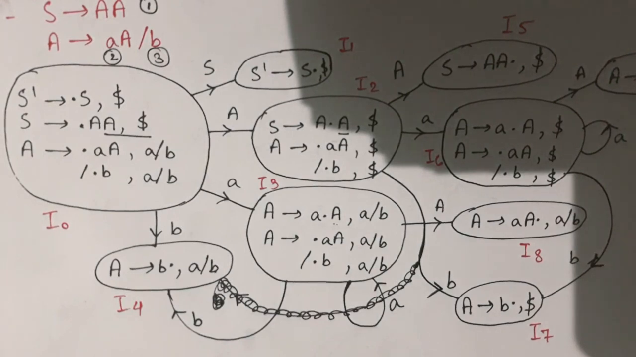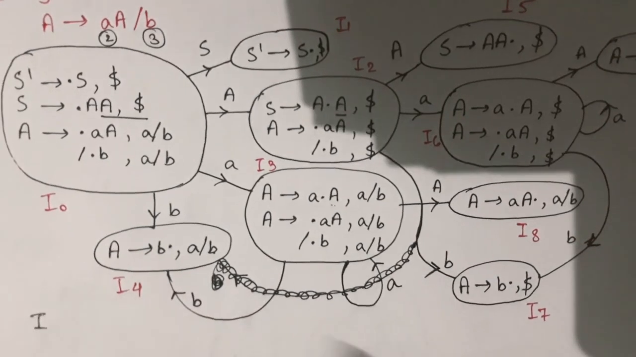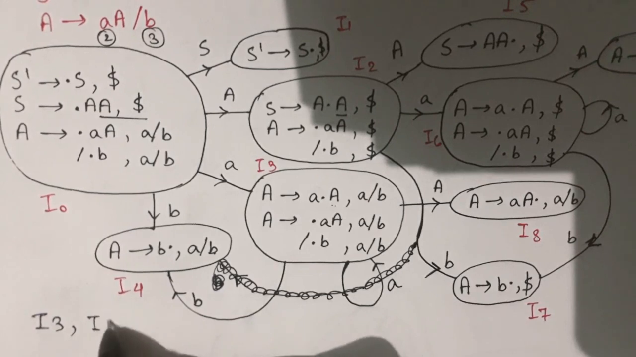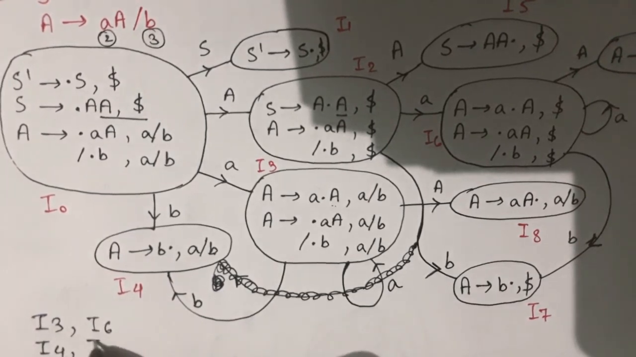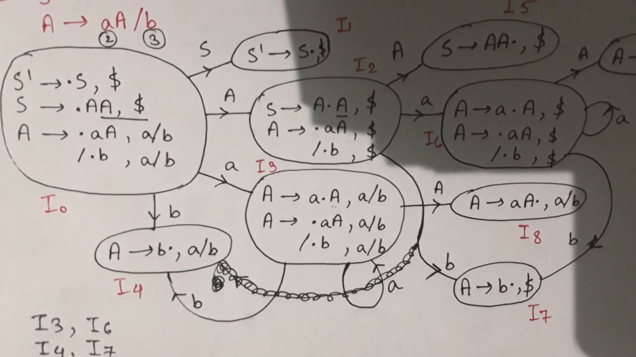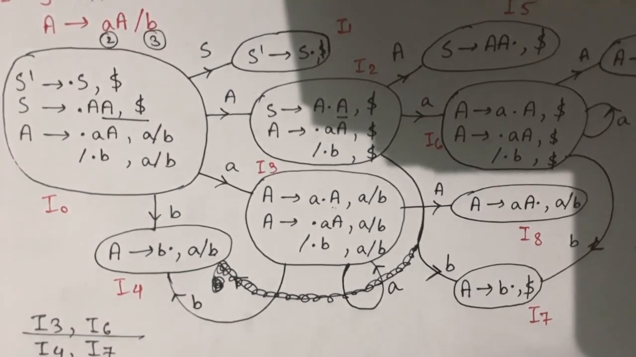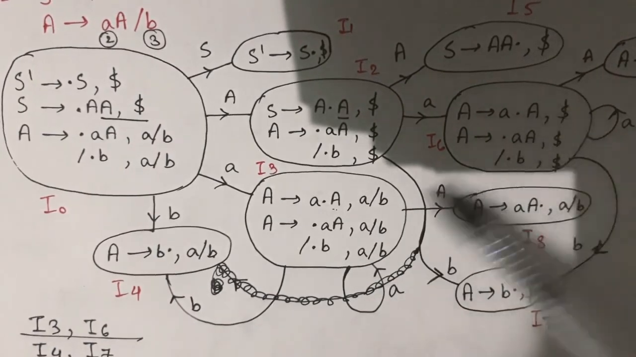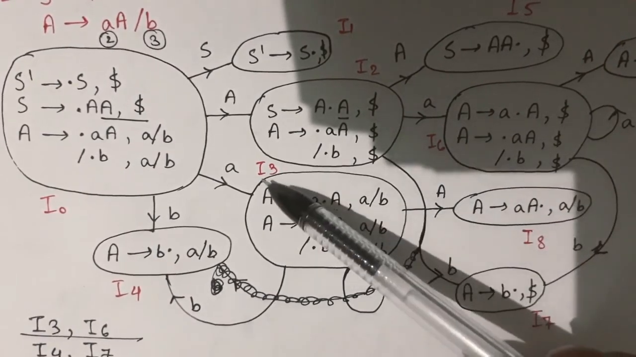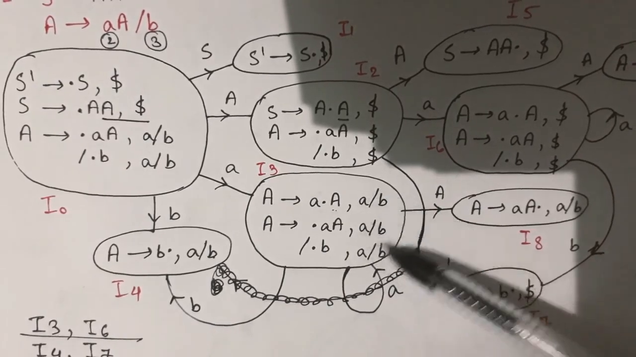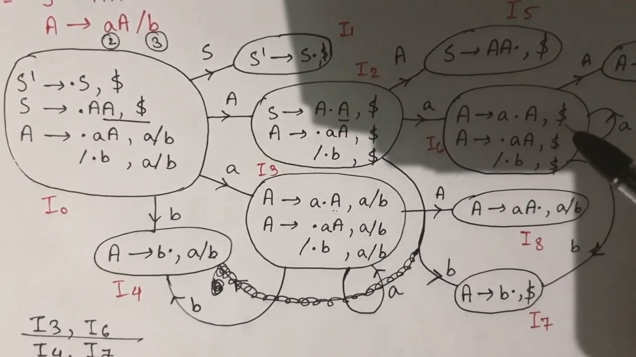You just have to check whether there are any two states which are having the same productions but different look ahead. So here yes, we are having I3 and I6, I4 and I7, and I8 and I9. These are the states in which, see, 3 and 6, here we are having 3 and here we are having 6. All the productions are the same, but in 3 we are having A/B as the look ahead, and in 6 you are having dollar as look ahead.